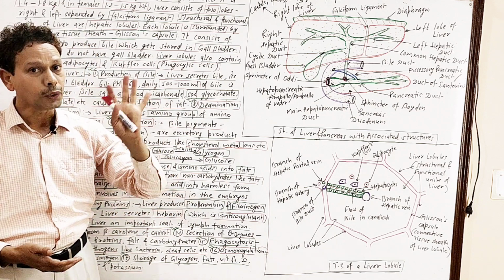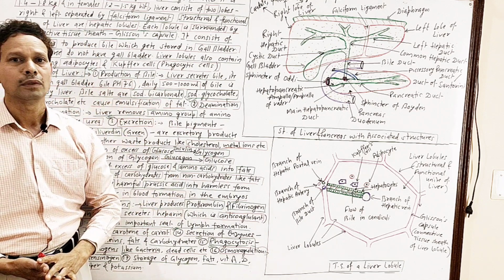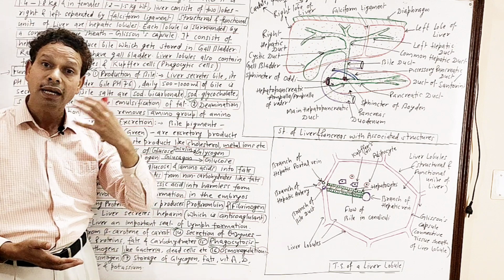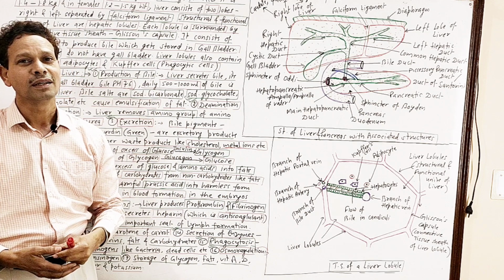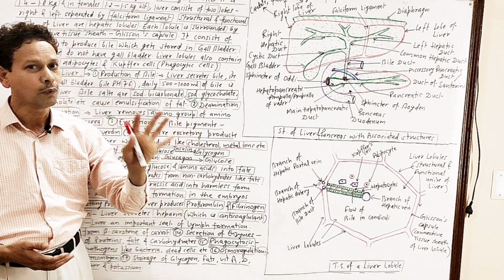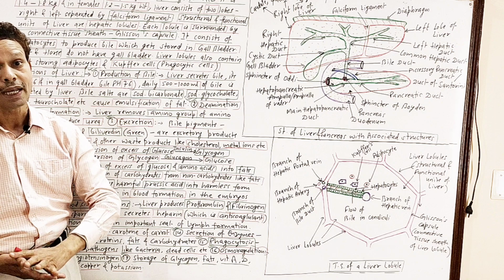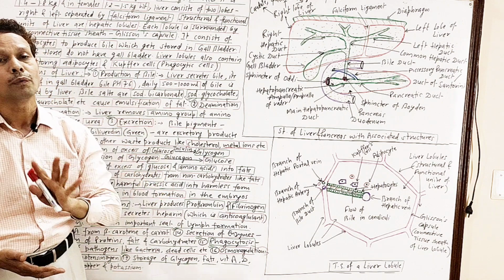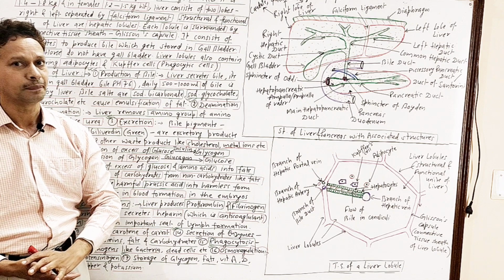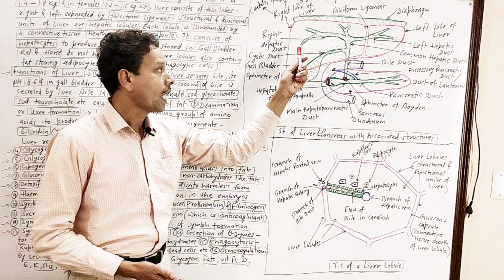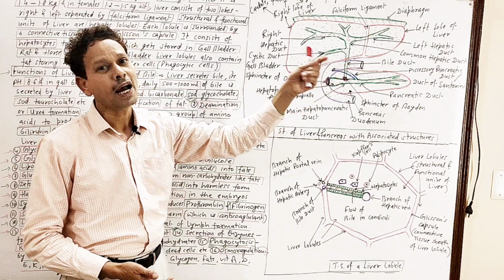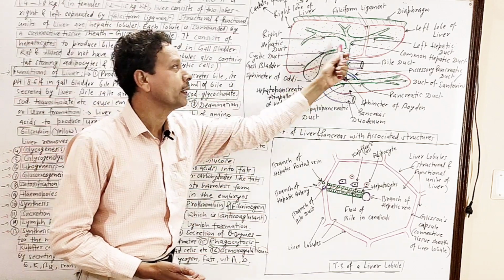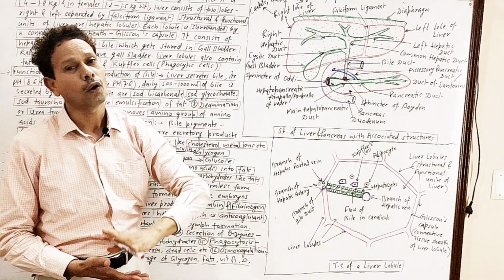Dear students, in today's lecture we will cover another important digestive gland, that is liver. It is the largest gland of the human body. It is about 1.4 to 1.8 kg in males, and in females its weight is 1.2 to 1.5 kg. Liver has two unequal lobes. This right lobe is larger as compared to this left lobe.